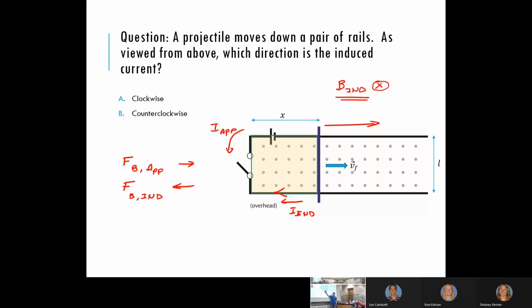In other words, how much current is moving through the bar at that point? If this current equals that current. Zero. Yeah.